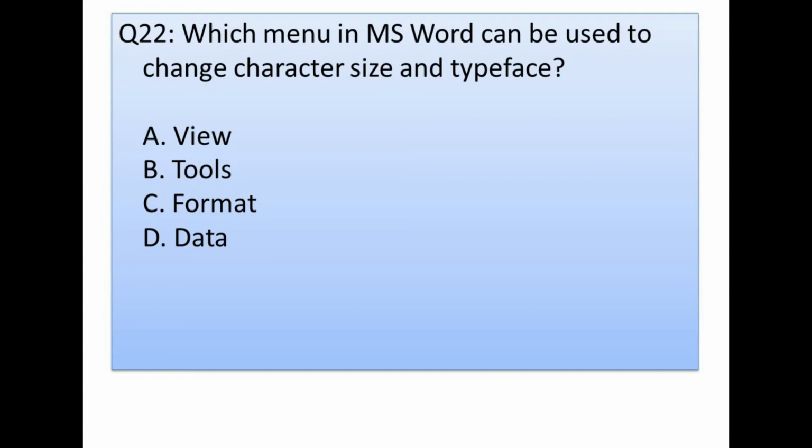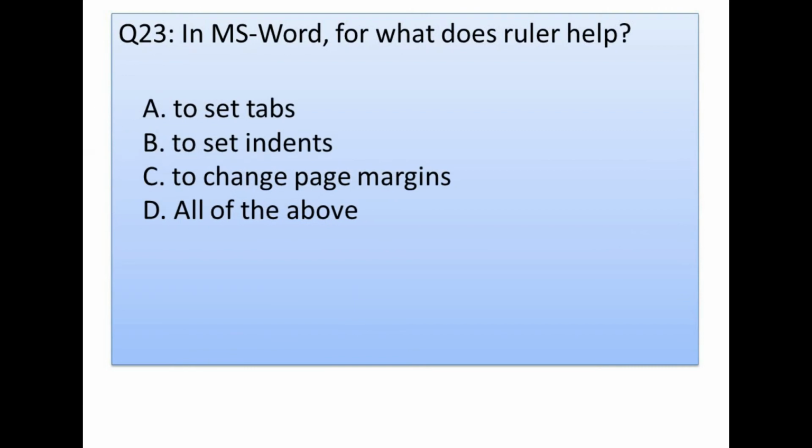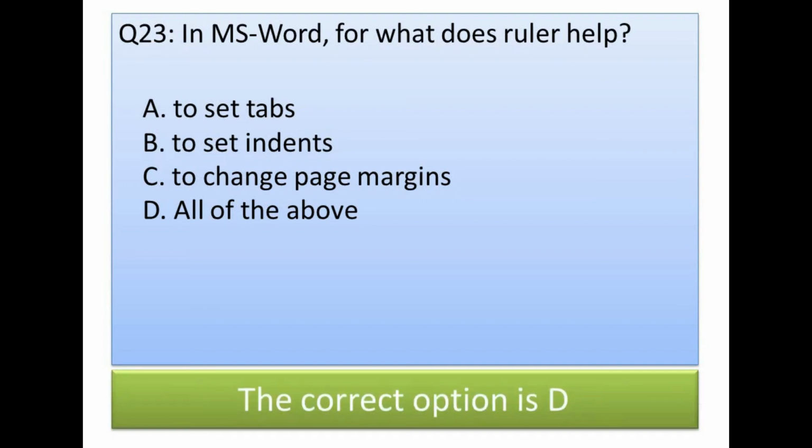Which menu in MS Word can be used to change character size and typeface? View, tools, format, data. So the correct option is C. In MS Word, for what does ruler help? To set tabs, to set indents, to change page margins, all of the above. So the correct option is D.